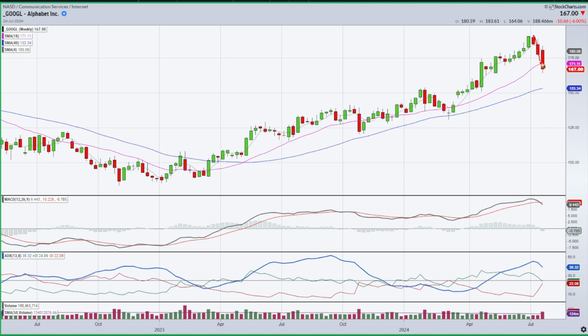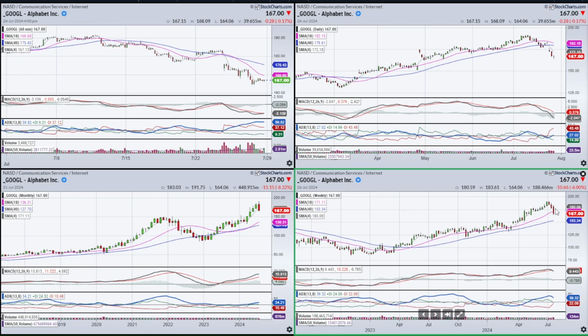And again, look at the vertical nature of the drop. So I'm not saying it's not possible. These could just turn on a dime and go straight up. I just think it's very low probability. I would not be looking for this as a potential setup to the upside.